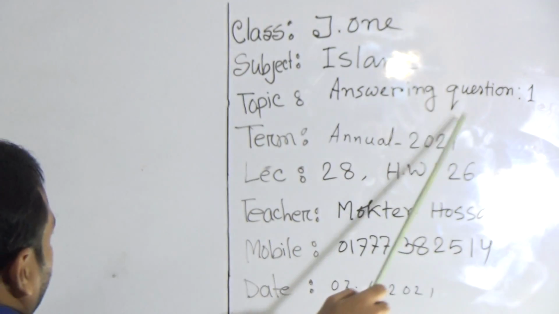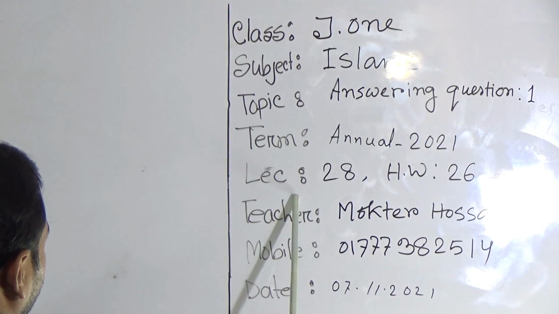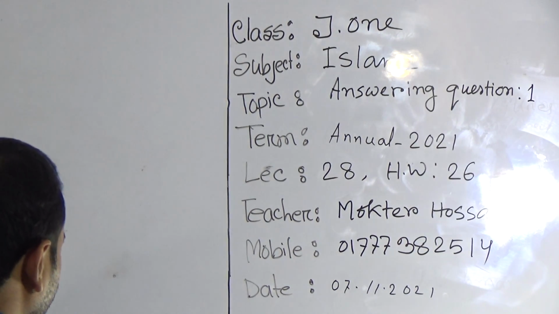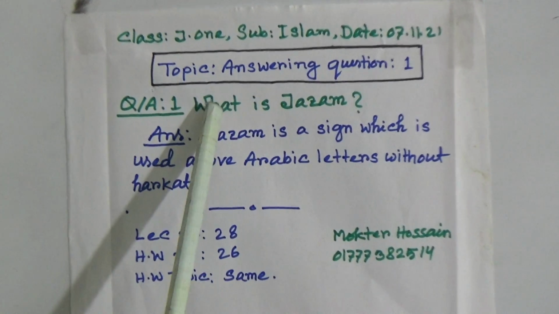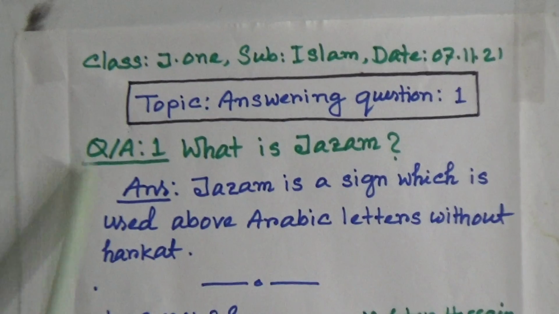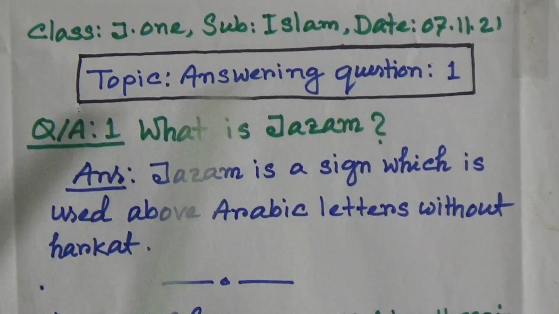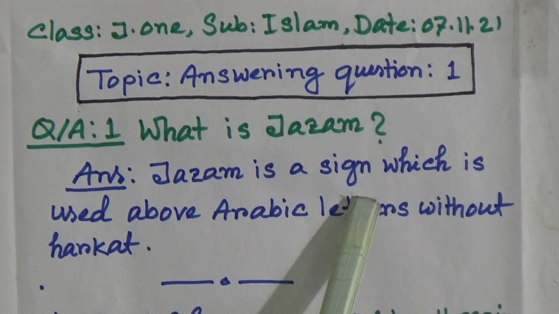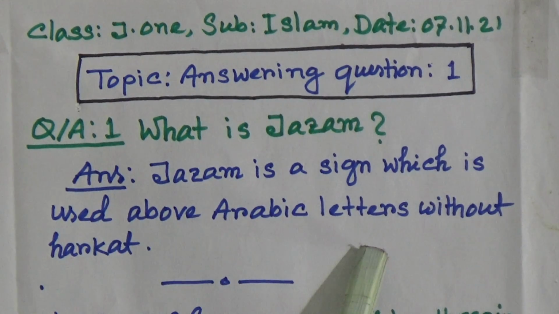Topic: answering question number 1, term annual 21, lesson number 28, SW number 26. Okay students, now let's see. Now let's start our today's topic, answering question or question answer. Number 1, what is jazm? And the answer is, jazm is a sign which is used above Arabic letters without harakat.